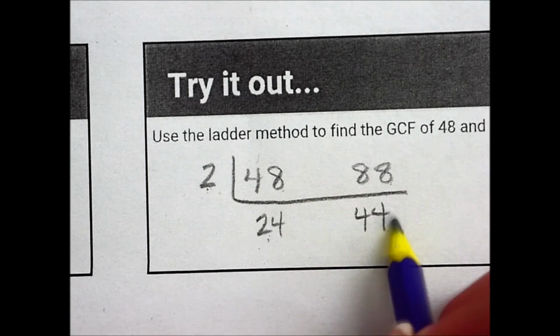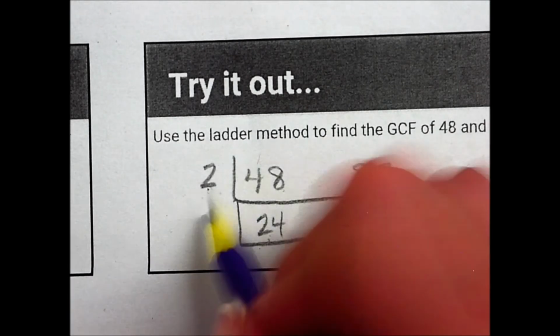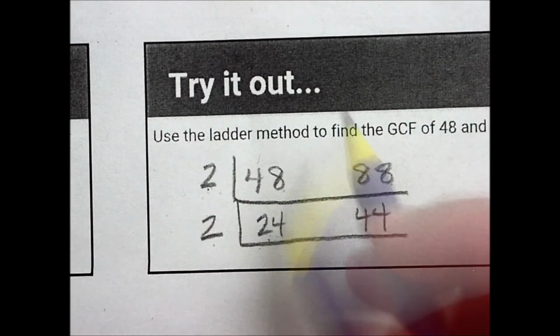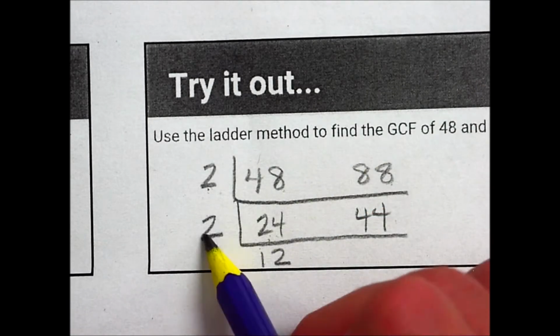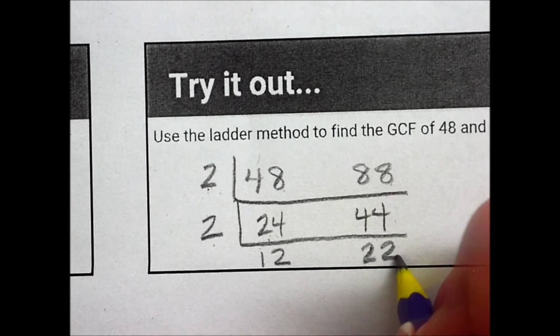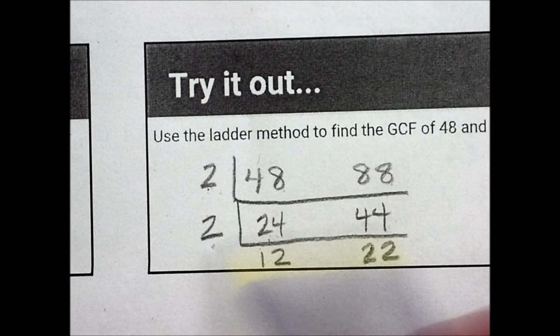All right, so these still are even, so I can build my ladder. We'll put another 2 here. 2 will go into 24 12 times. 2 will go into 44 22 times. Again, just use your calculator if you need to. 44 divided by 2 is 22.